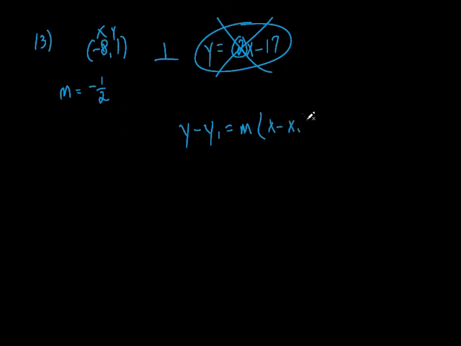Just to, yeah, it'd be different. Okay, so y minus y1. Now, we only have one point to choose from this time, don't we? So we have to use this point right here. So it's y minus 1 equals m.